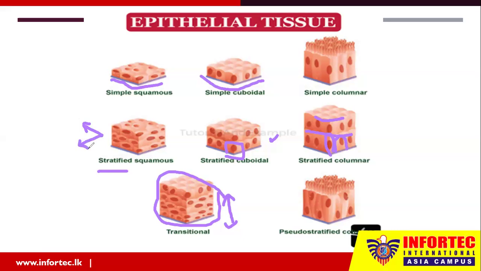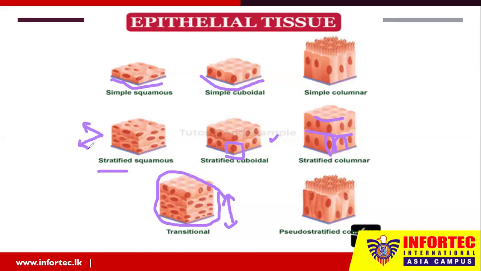For the examples of stratified squamous keratinized epithelium, we can take our skin, right? Then stratified squamous non-keratinized can be seen in moist environments, so mouth, esophagus, the vagina, likewise, right?